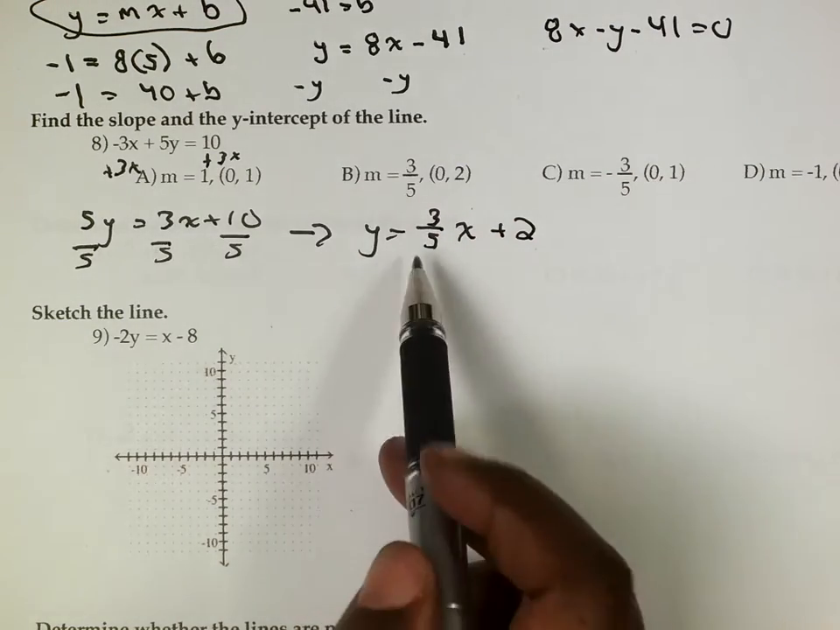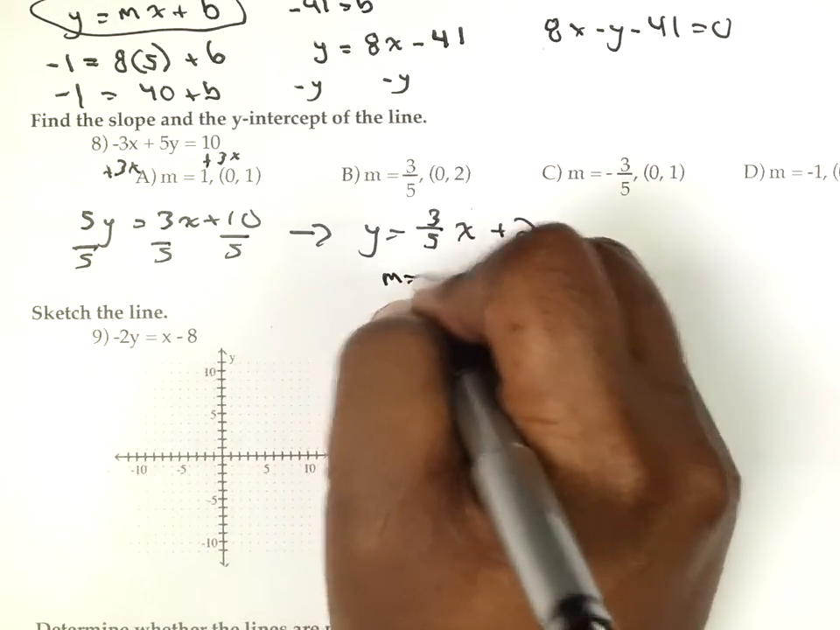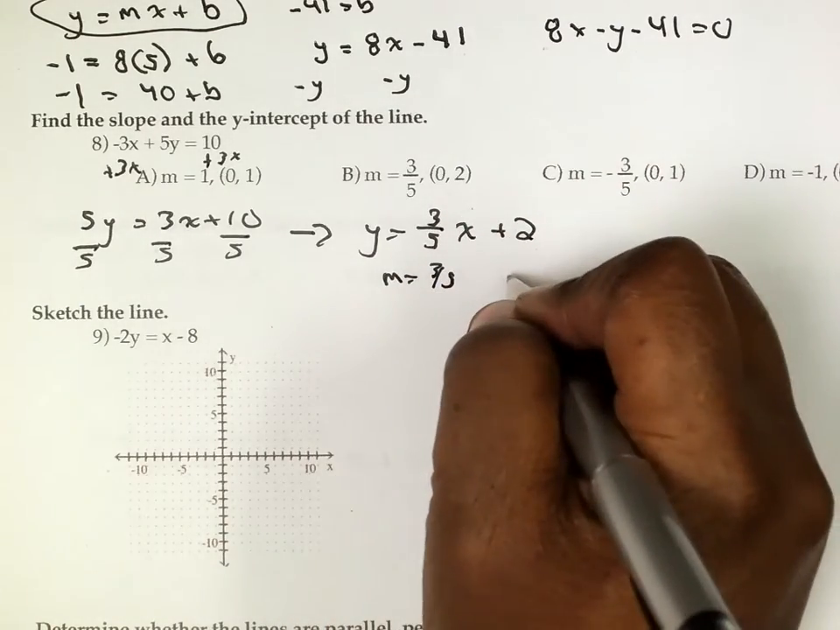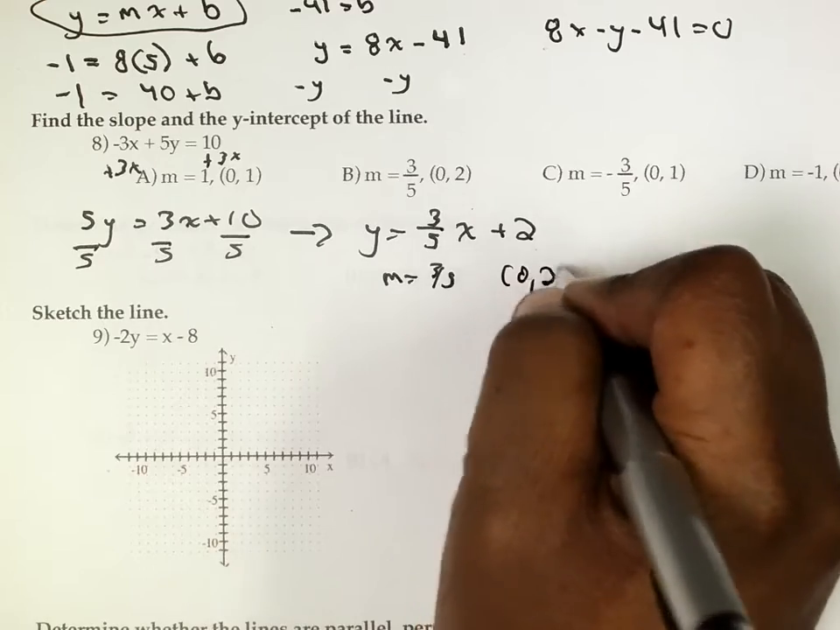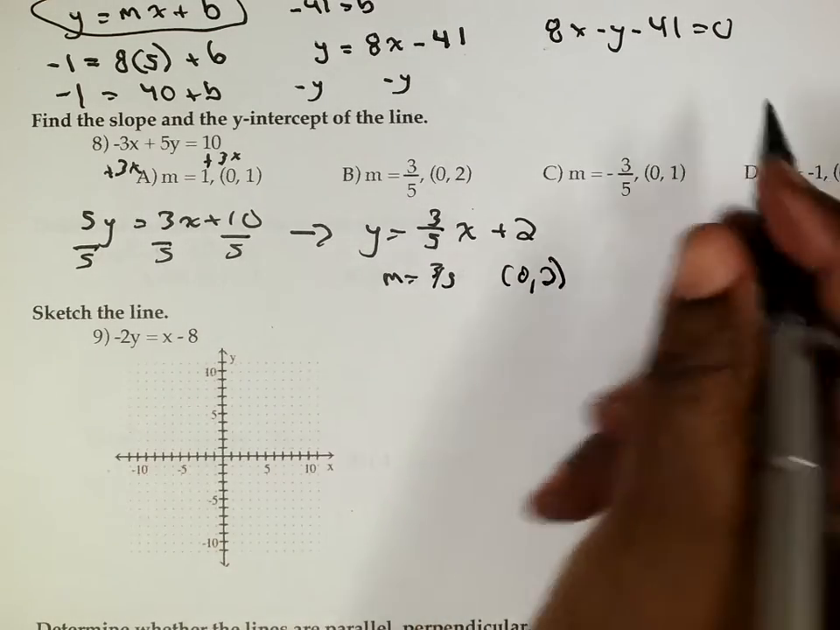So the slope is 3/5. And the y-intercept is 2. So when you write it as an ordered pair, it's 0, 2.